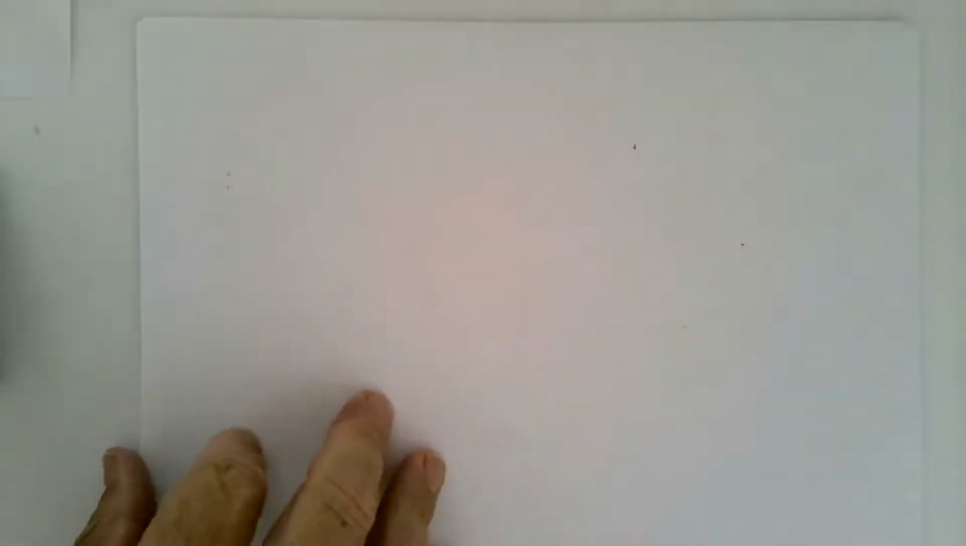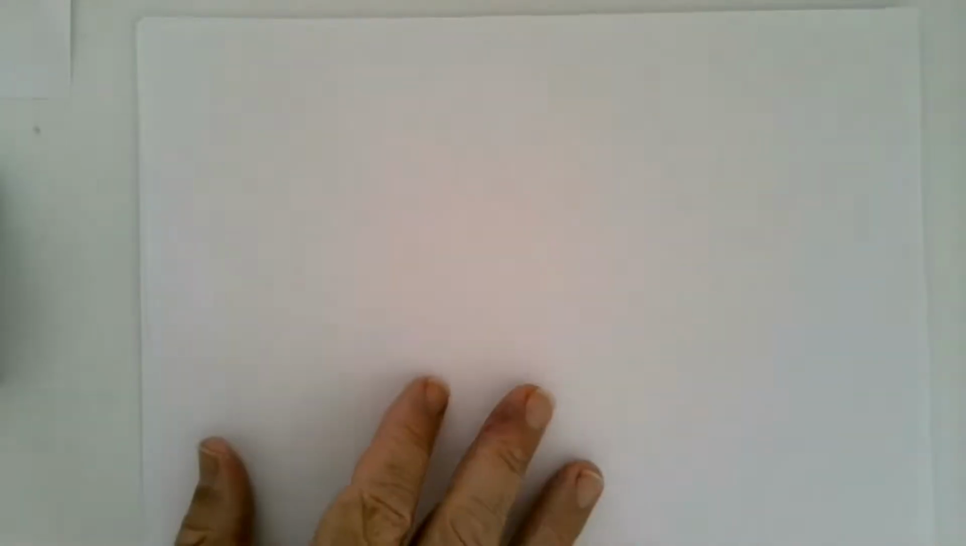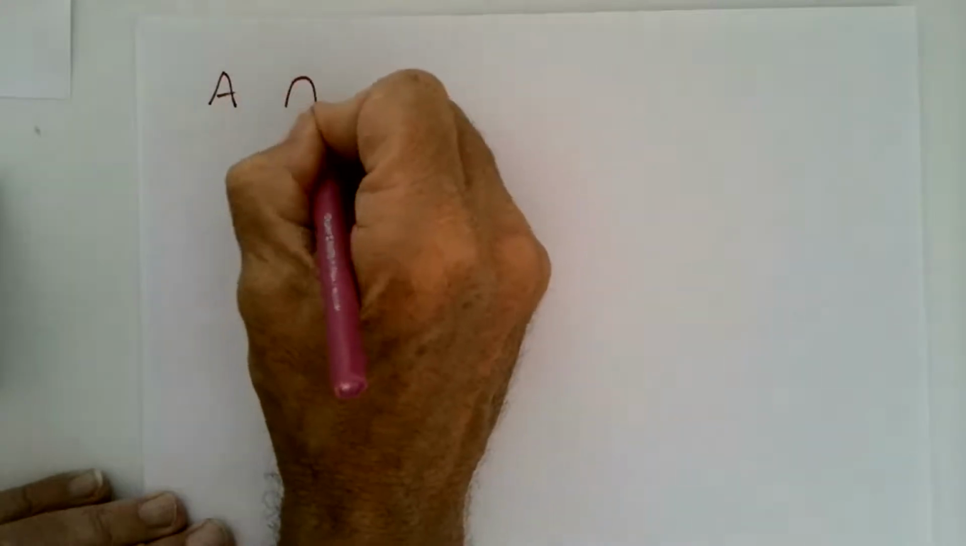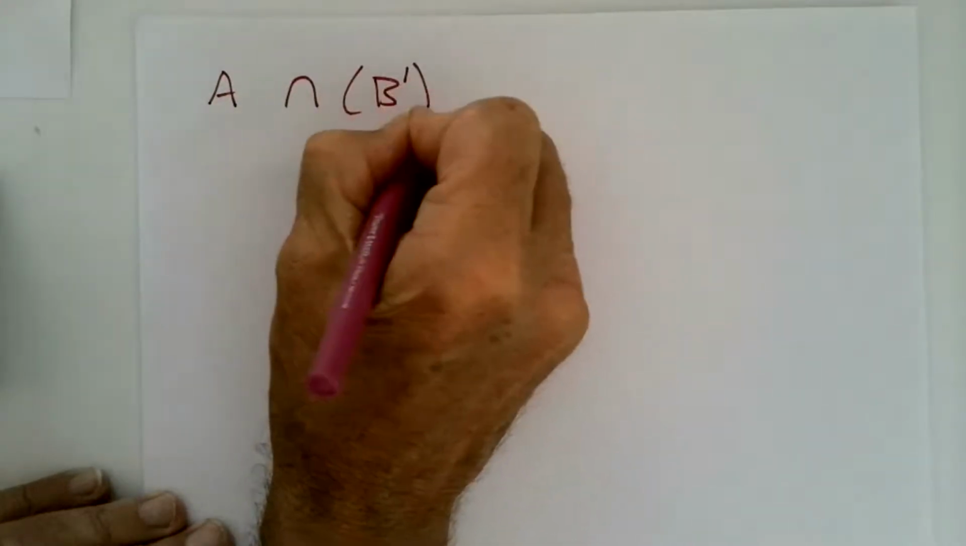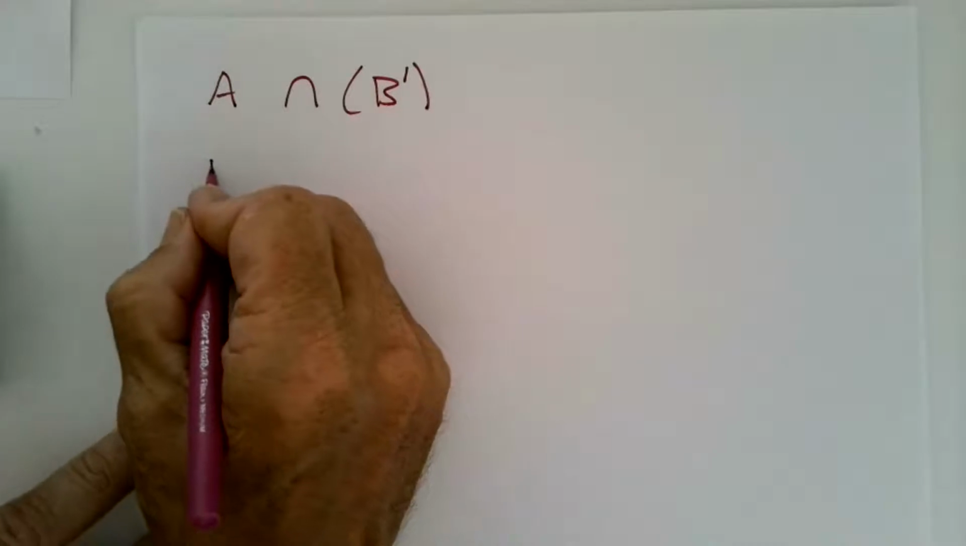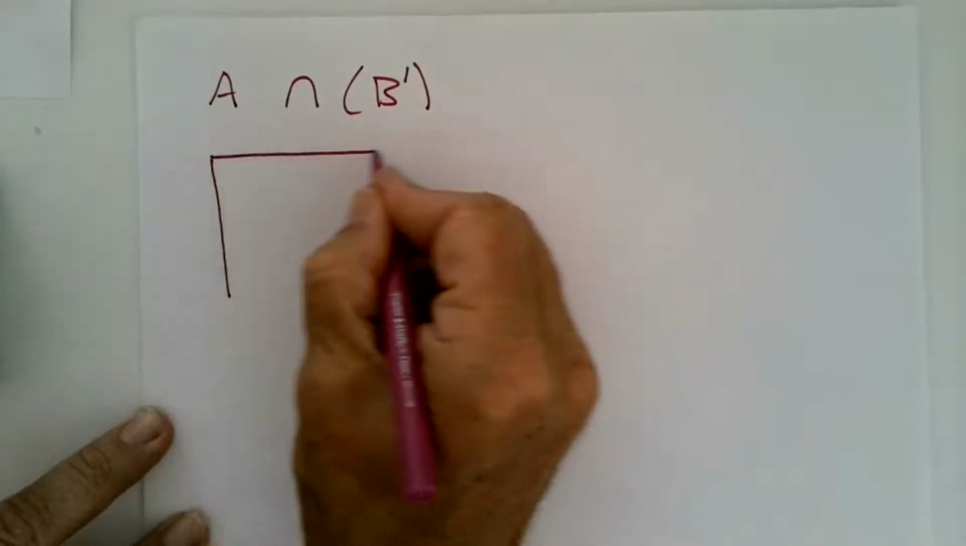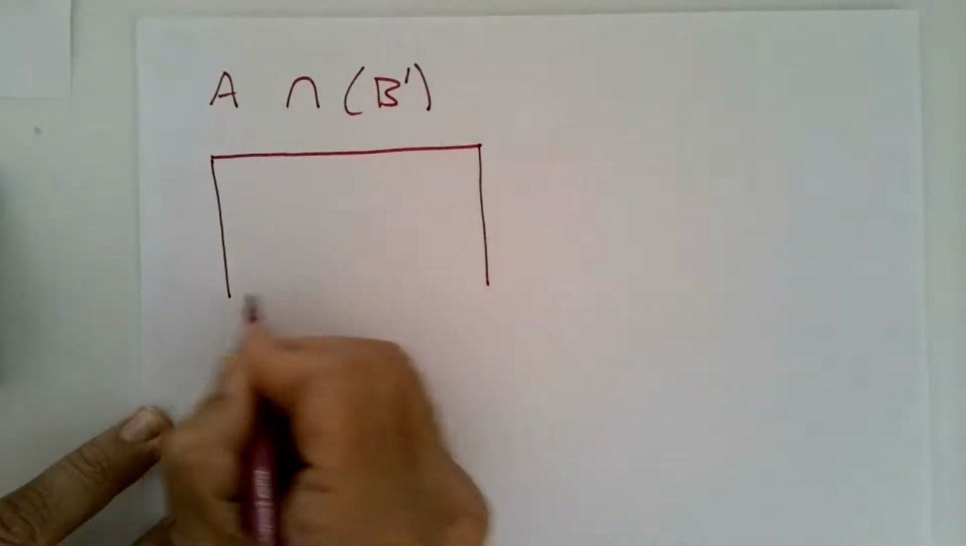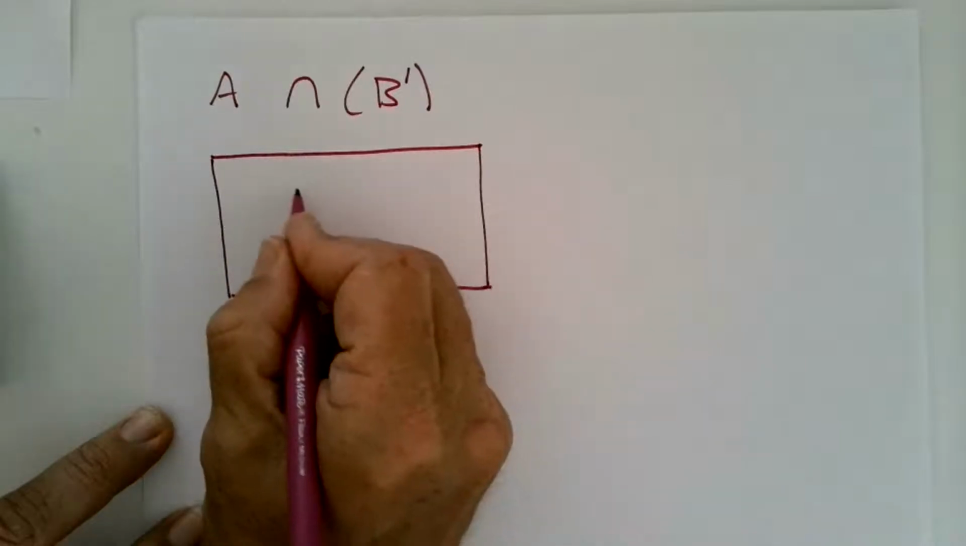Let's do A intersect B complement this way. Watch your order of operations. That's going to be important as well. So A intersect B complement, just to make sure that you're not thinking it's the complement of A intersect B. So A intersect B complement is what we want to do here. So again, we are going to do what?